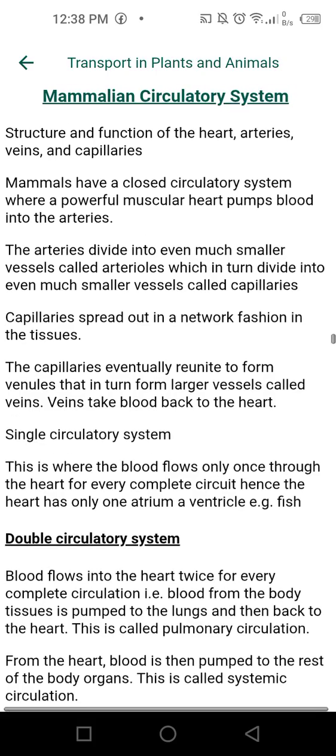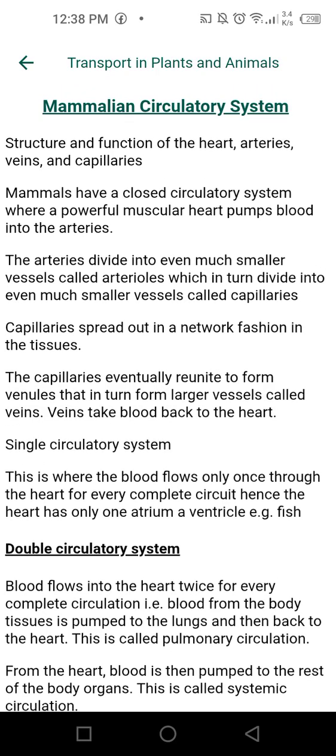Structure and function of the heart, arteries, veins, and capillaries. Mammals have a closed circulatory system where a powerful muscular heart pumps blood into the arteries. The arteries divide into much smaller vessels called arterioles, which in turn divide into even smaller vessels called capillaries. Capillaries spread out in a network fashion in the tissues. The capillaries eventually reunite to form venules that in turn form larger vessels called veins. Veins take blood back to the heart.